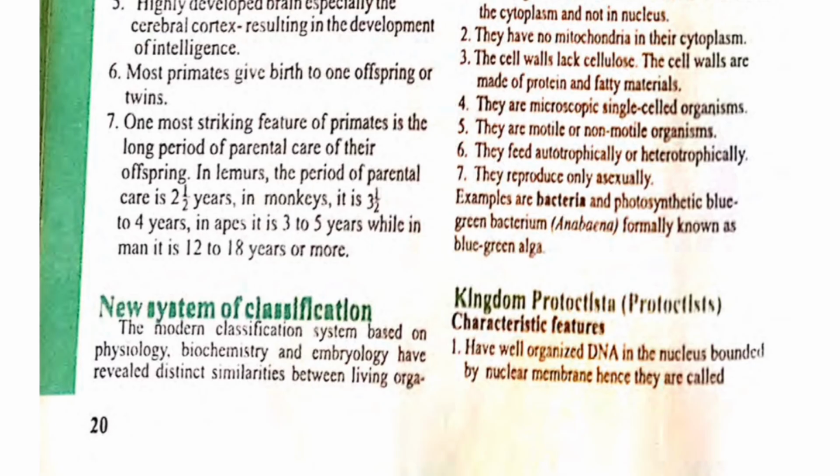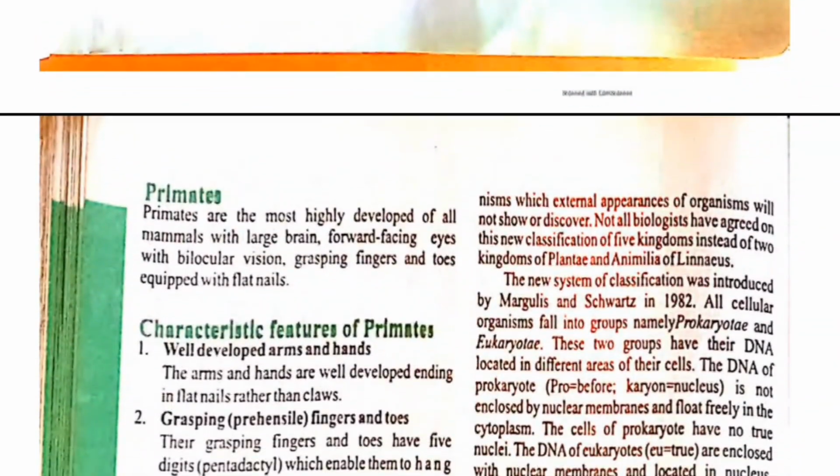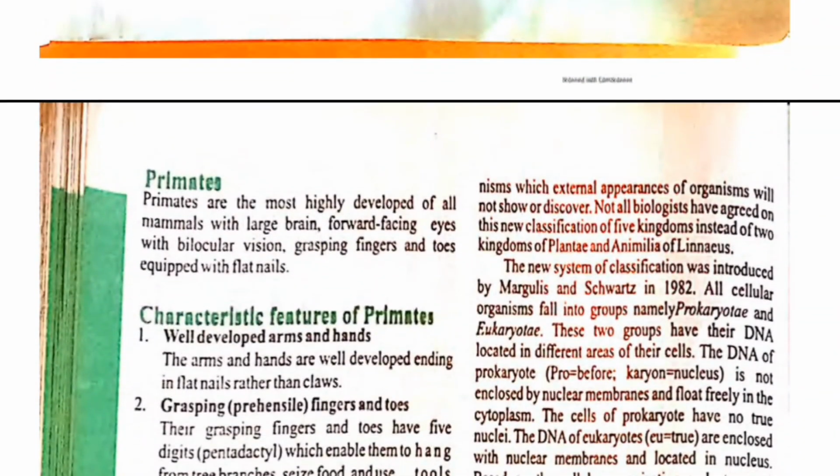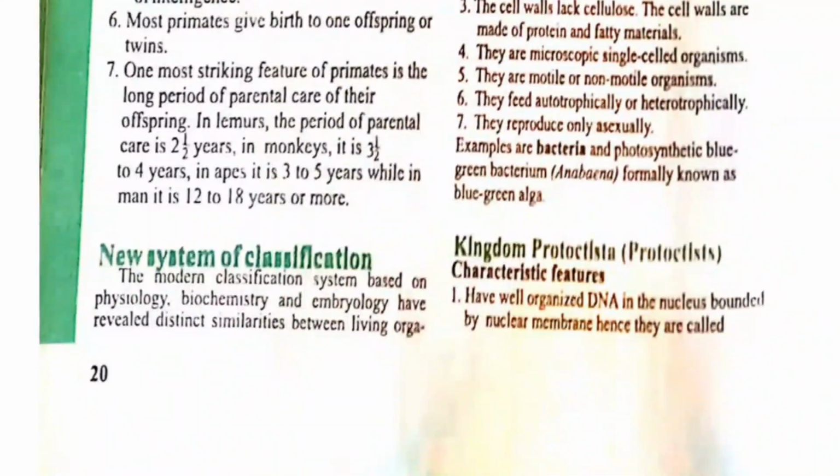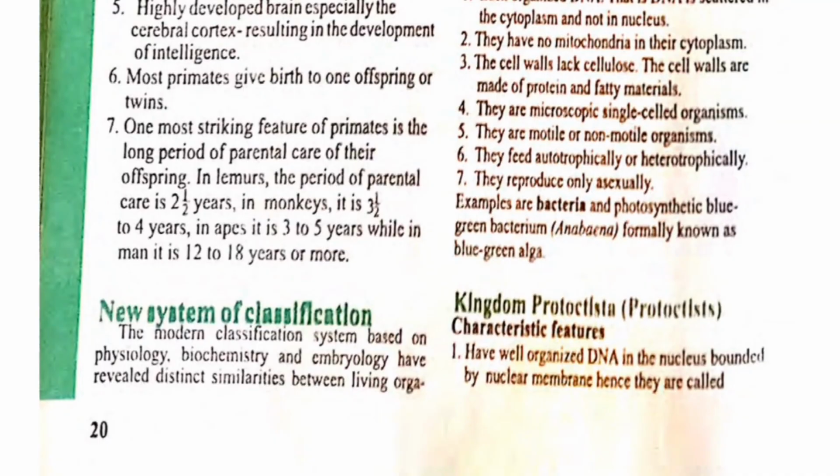Now, the modern system of classification based on physiology, biochemistry and embryology has revealed distinct similarities between living organisms, which external appearances of organisms will not show or tell us. Not all biologists have agreed on this new classification of 5 kingdoms instead of the 2 kingdoms of Plantae and Animalia of Linnaeus. This new system of classification goes deeper, not just external appearances. It groups them based on their physiological, biochemical and embryonic similarities.